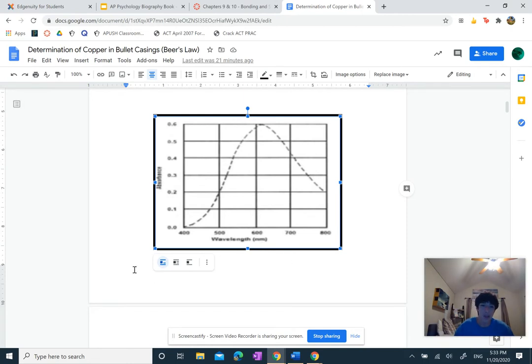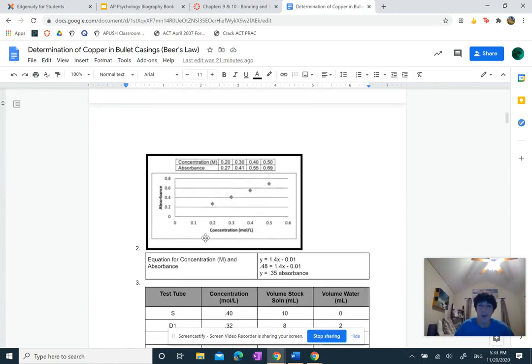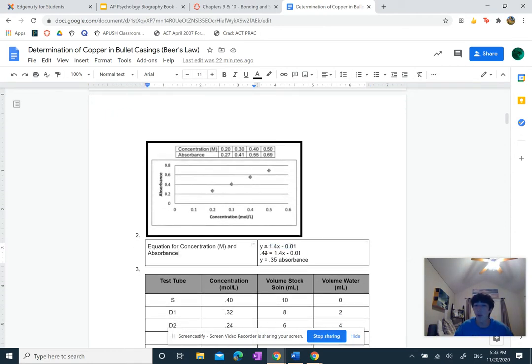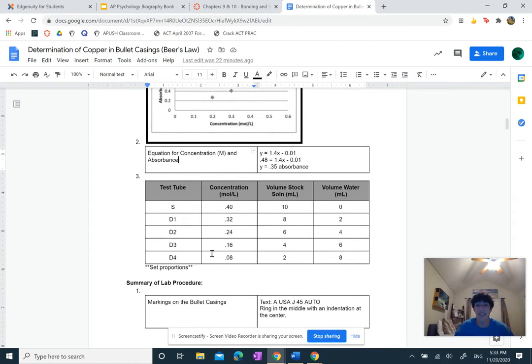So using this data as well, we can plot concentration on our x-axis, which is our molarity, and our absorbance, which does not have units, and that gives us a linear relationship. And so with linear relationships, like right here, that create lines with slopes and y-intercepts, what we can do here is set a proportion. So for this lab we used 0.40 molarity of the stock solution, which is 10 milliliters. And so we set 0.40 over 10 equals some concentration over the 8 milliliters of stock solution.